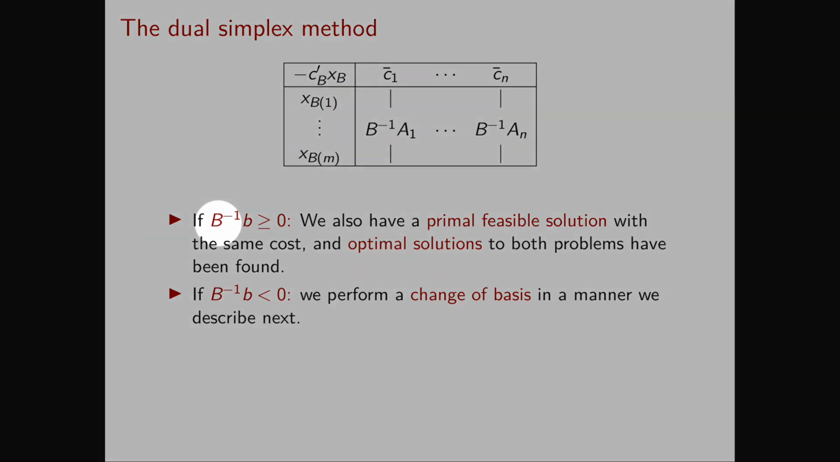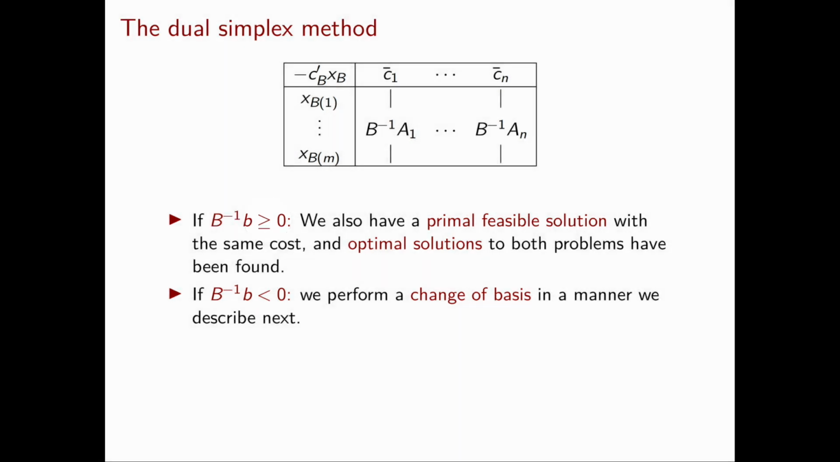Now consider two separate cases. In the first case, we have that B inverse b is greater than or equal to 0. In this case, we also have a primal feasible solution. Such a solution has the same cost as our dual feasible solution. This means that both our primal and dual solutions are actually optimal, and so there's no need to continue with our simplex method. The second case is when B inverse b has some negative components. In this case, we need to perform a change of basis.